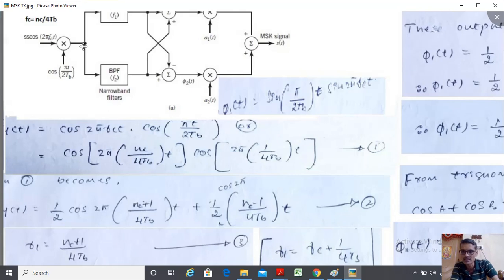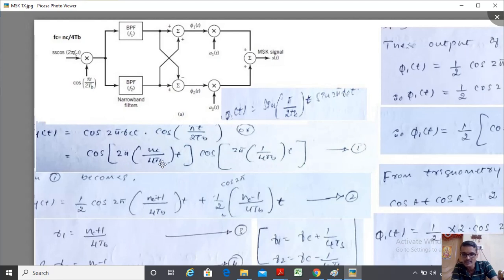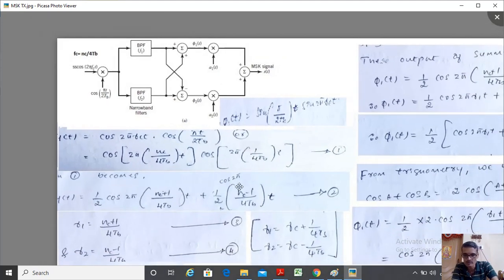Now, when both are multiplied, I'll get y of t. So y of t is equal to cos 2 pi fct times cos pi t by 2 tb. That is the product of the two signals. This can be written as cos of 2 pi fc, with fc equal to nc by 4 tb, into t, multiplied by cos of 2 pi into 1 by 4 tb into t. So this is written in the form of 1 by 4 tb over here. Now see, this is cos a and cos b, correct? So you apply a trigonometric rule for cos a and cos b, and you will get this equation. You can try that simple trigonometric application yourself. It is half of cos of a plus cos of b, that's what I'll get.